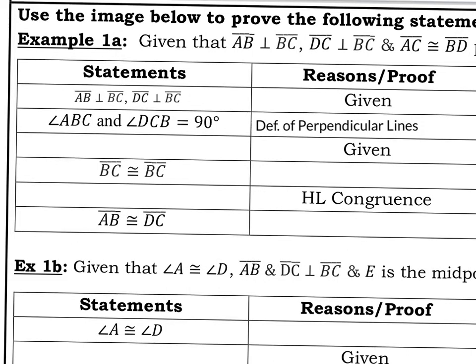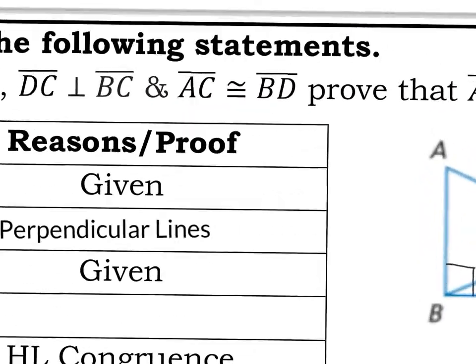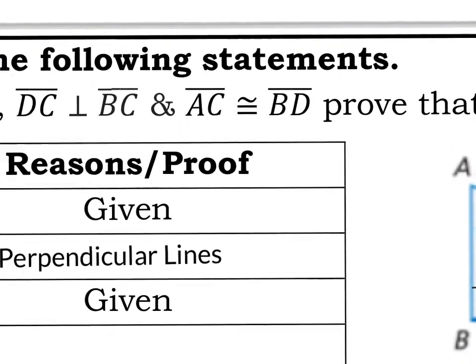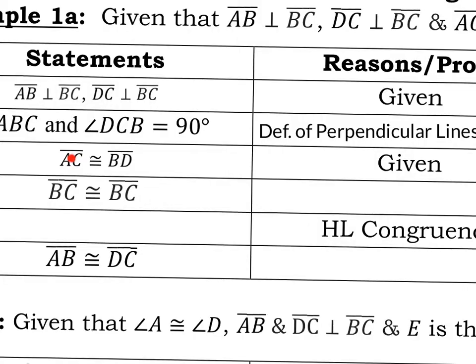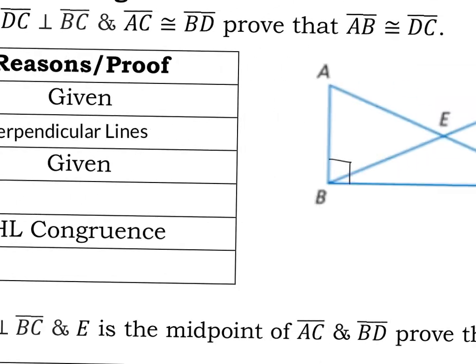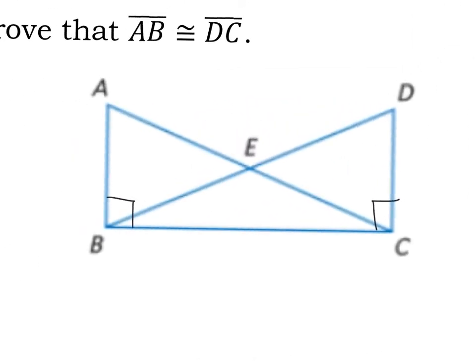So now that we know that we have two right angle triangles, let's go back to what's given. If you just scratch that out, the next thing that's given is that AC is congruent to BD. So that's what I wrote next in the two-column proof. AC is congruent to BD. That's given. And if we look at our picture here, AC is this long leg, the hypotenuse, and BD is the other hypotenuse. So these are congruent to each other.